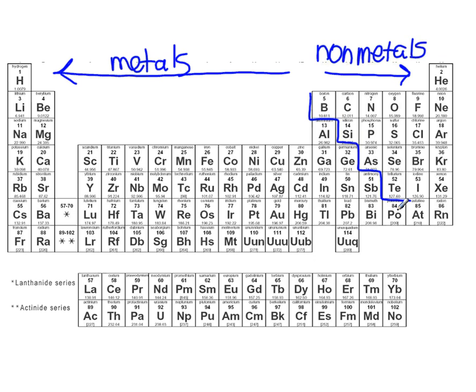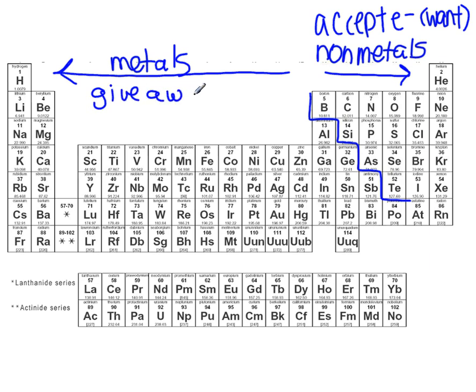When we look at metals versus nonmetals, there are some differences between them. When nonmetals form bonds, they accept electrons. They want them. When metals form bonds, they don't want the electrons, they give them away. They donate them. So when we think about ions that they can form, metals like to form positive charges and nonmetals prefer to have negative charges.